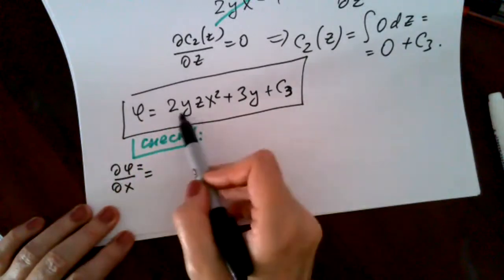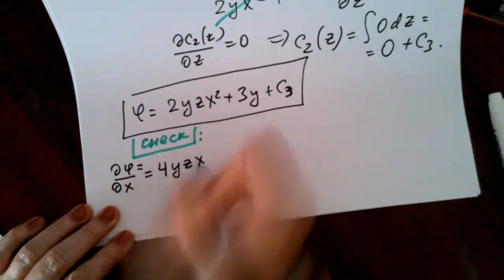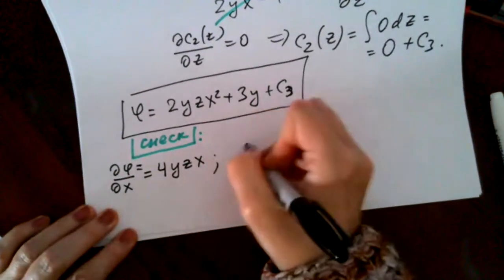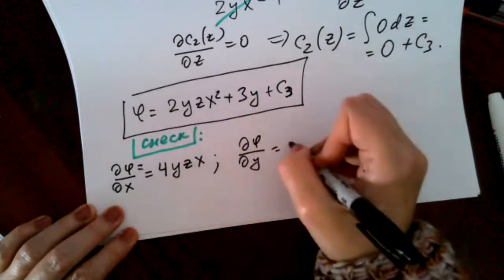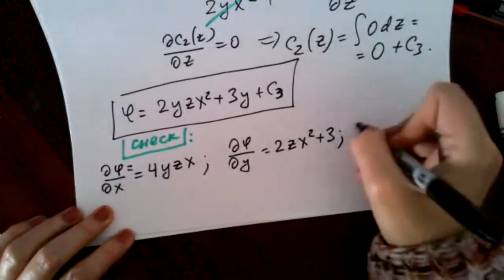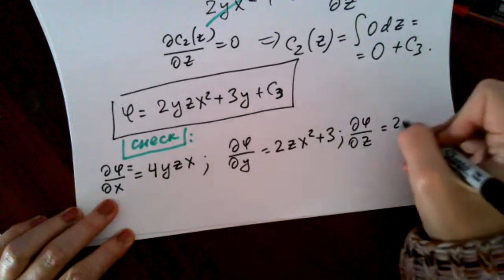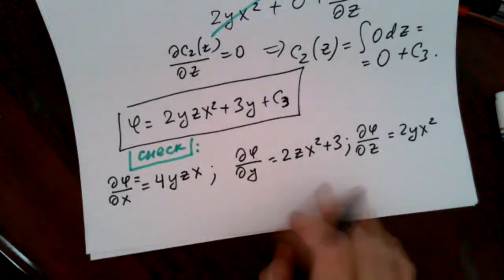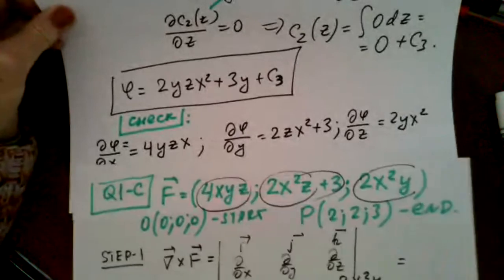So d phi over dx will be 4yzx, if I'm not mistaken, plus 0, I'm not writing them down. Okay, where's my second derivative, d phi over dy? From the first term, it will be 2zx squared plus 3. And the last derivative, d phi over dz, is equal to 2yx squared plus 0, and I'm not going to write this. And now it's time to compare these 3 derivatives with our data.